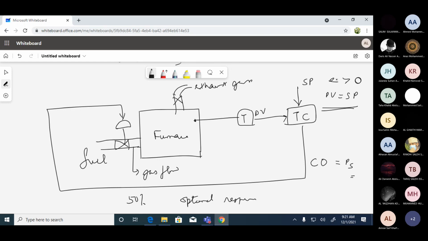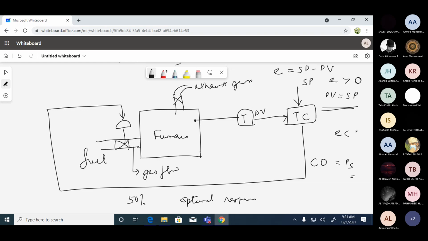Any time the error becomes greater than 0, when will the error be greater than 0? How is error defined? Error is equal to set point minus the process variable. So the error is greater than 0 whenever the set point is greater than the process variable. If the set point is greater than the process variable, it means you need more heat. So the valve will open more and allow more fuel to come.